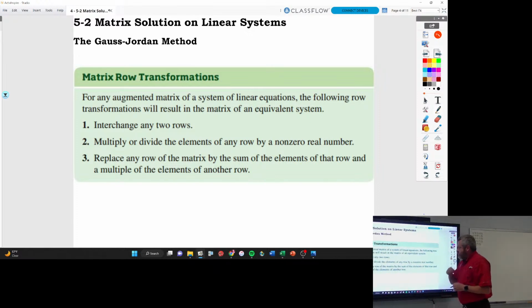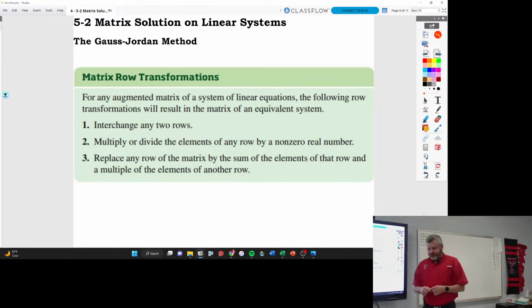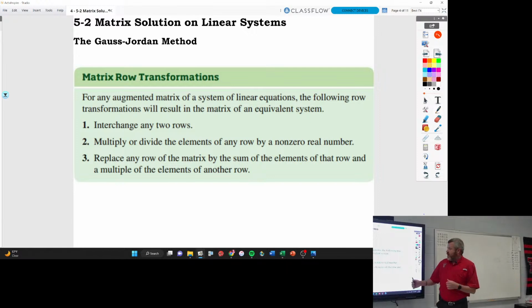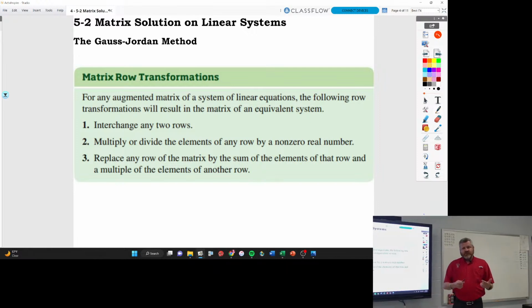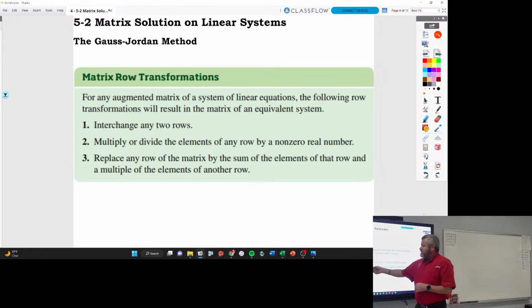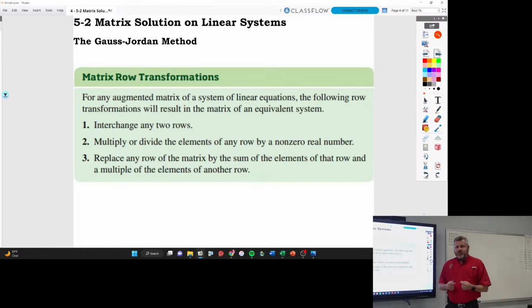Rule number 2, multiply or divide the elements of any row by a non-zero real number. So when we had an equation, if you were to take an equation and multiply both sides by 0, you have nothing. That's why it must be non-zero. If you take an equation and multiply it by 3, every single term is multiplied by 3. So though the equation looks different because we multiplied everything by the same number, it's essentially the same equation. And that's exactly what's taking place with number 2. You can multiply a row. Remember, each row represents an equation. It's not a big deal.